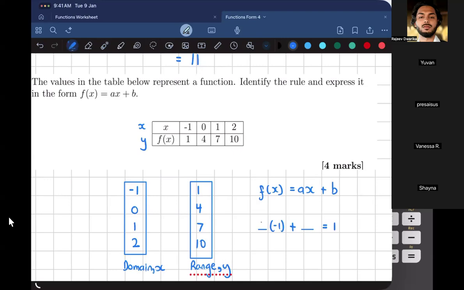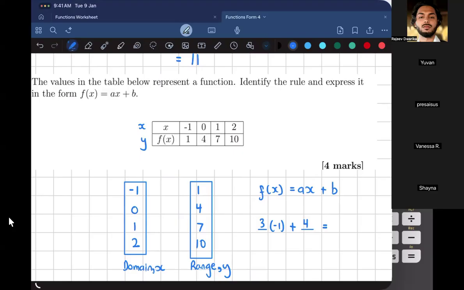You're saying multiply -1 by 3 and then add what? No, I don't think that's correct. 3 times -1 is what? -3. -3 plus 1 is -2. That's not equal to 1. Something about that is kind of fishy. Yvonne, you want to take a crack at it? I would say 3 times -1, add 4.